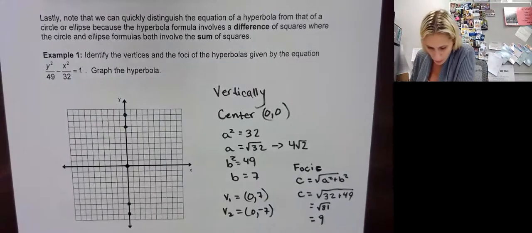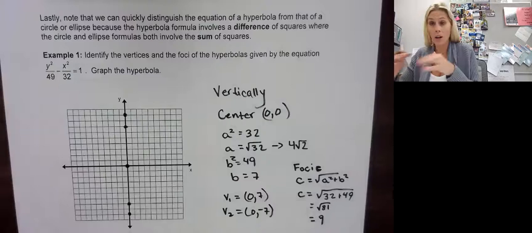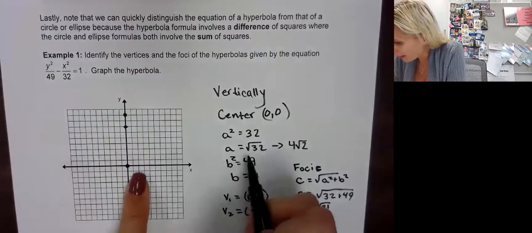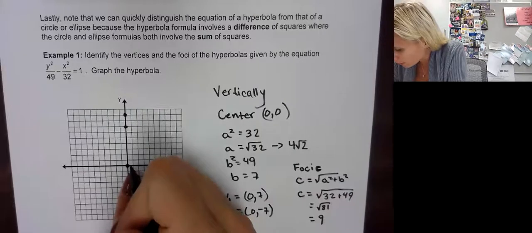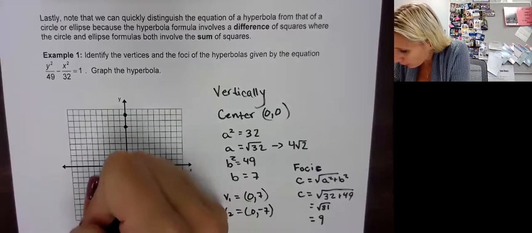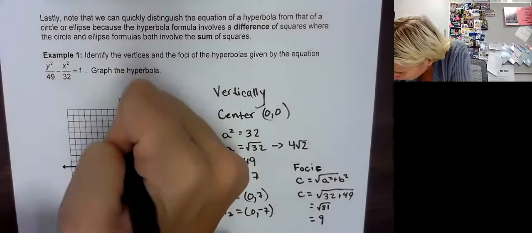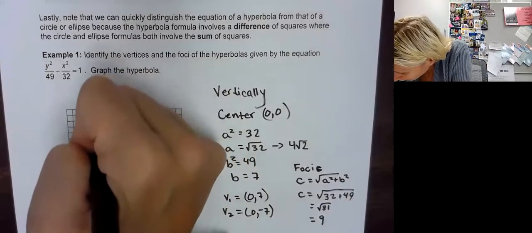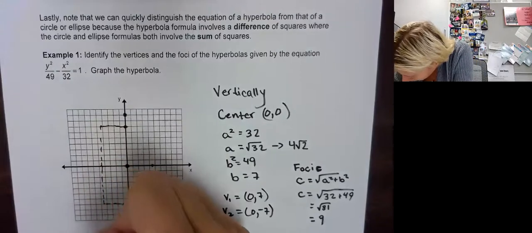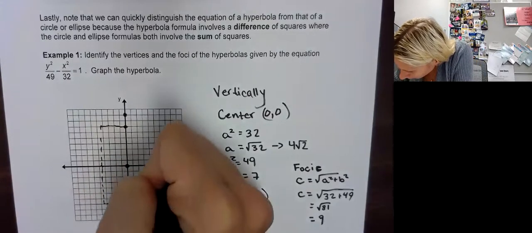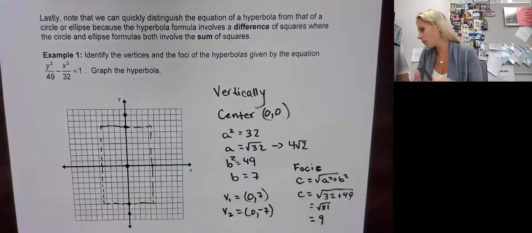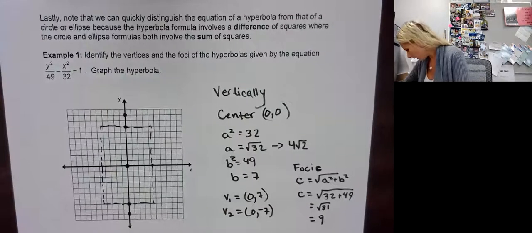And we do know where our rectangle is, because we know that A is 4 square root of 2. So I'm going to go 1, 2, 3, 4 a little bit out. So I know that my box, my rectangle, goes up and down at that A and B spot. Which then we know, if we were to grab a ruler, we're going to be able to find these out in the next couple examples.